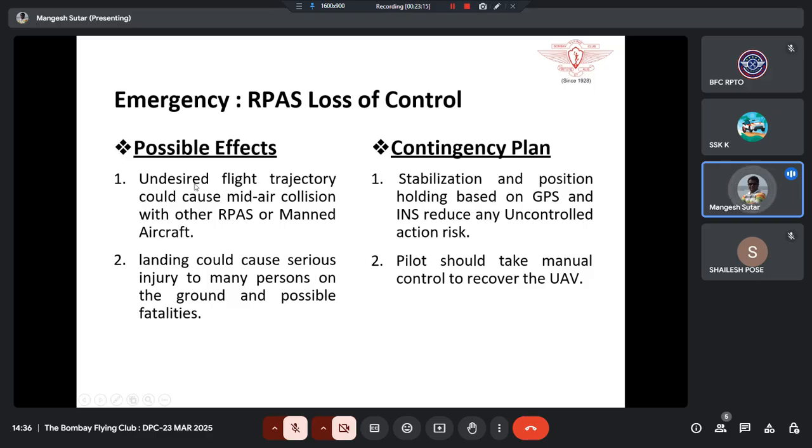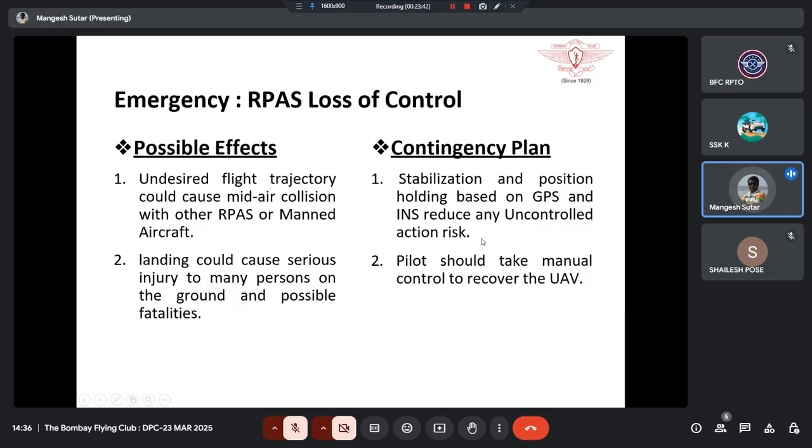So it could be an undesired flight trajectory, cause mid-air collision with other aircraft or manned aircraft, or landing could cause serious injury to many persons on the ground and possibly fatalities. Okay, these are the causes and effects of your RPAS loss of control. What is the contingency plan? The contingency plan could be stabilization and position hold based on the GPS and INS, reducing any uncontrolled risk.